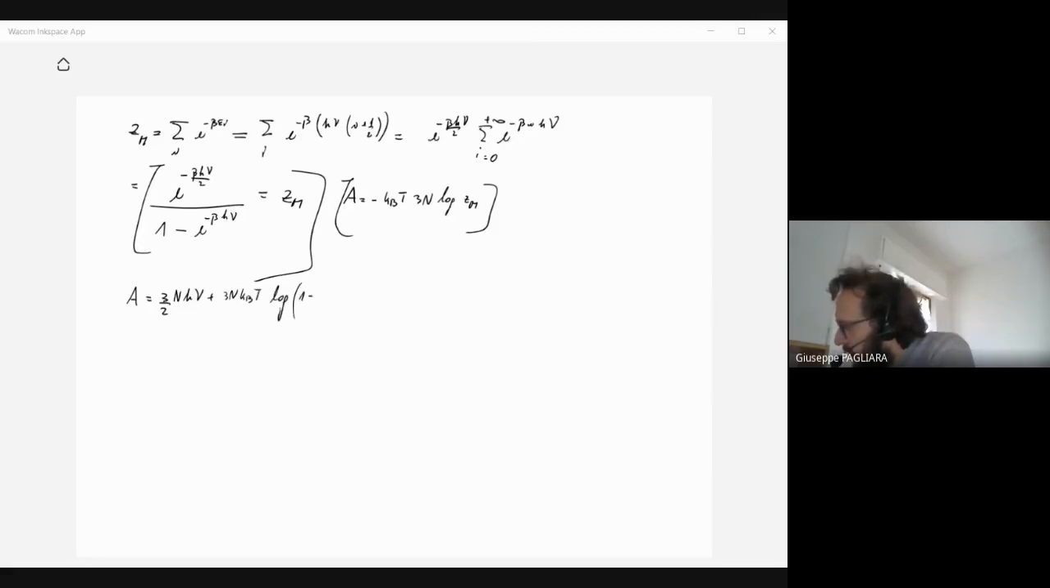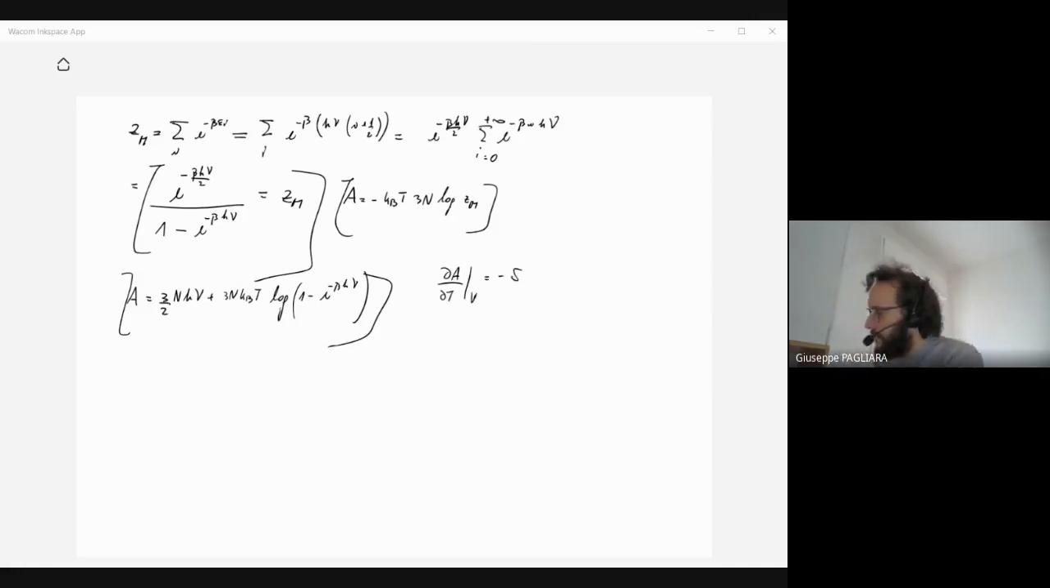Okay, so yeah, log of 1 minus e to the minus beta h nu. This is the Helmholtz free energy. Now remember that from the Helmholtz free energy, one can compute, for instance, the entropy, because dA divided by dT at fixed volume is minus the entropy, and therefore by just doing the derivatives of this quantity with respect to T, we can get the entropy. And so this is an exercise you can try to do.